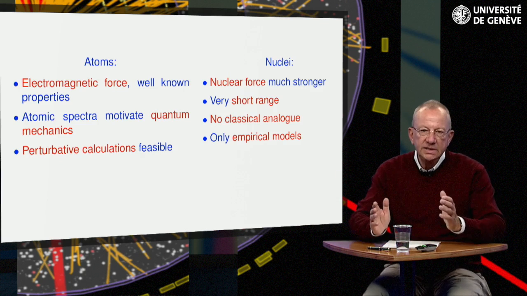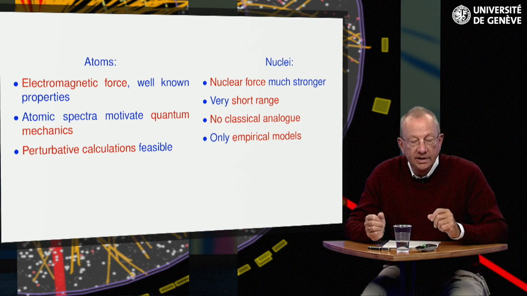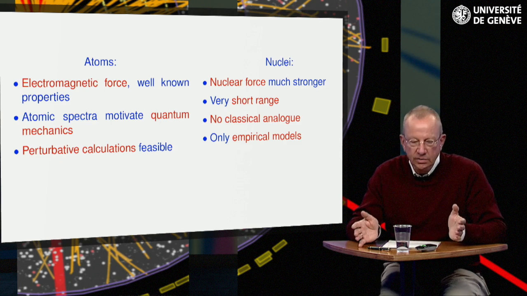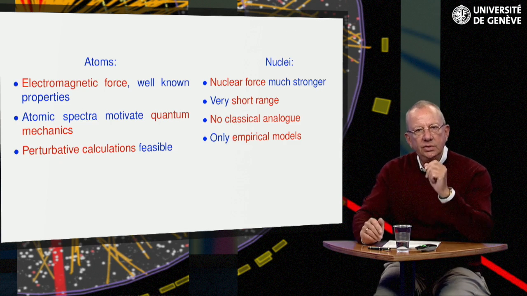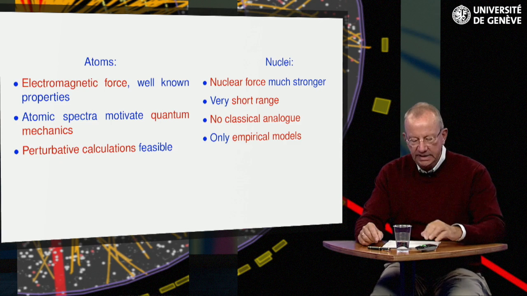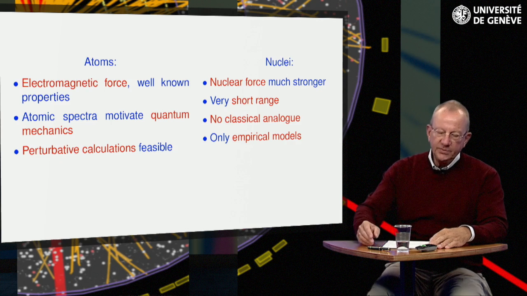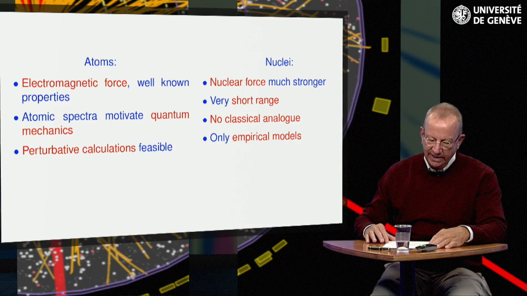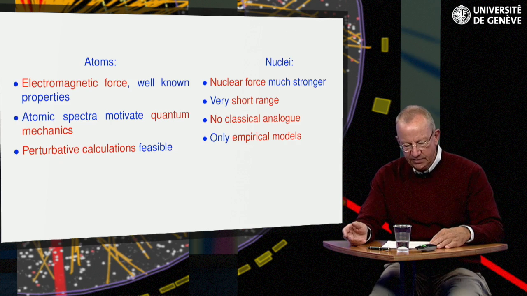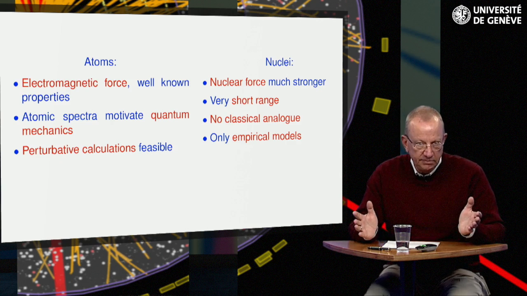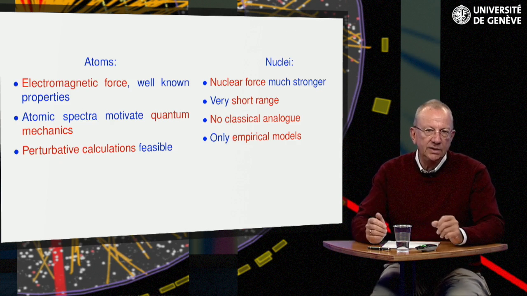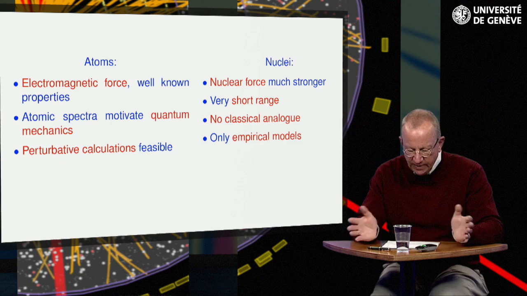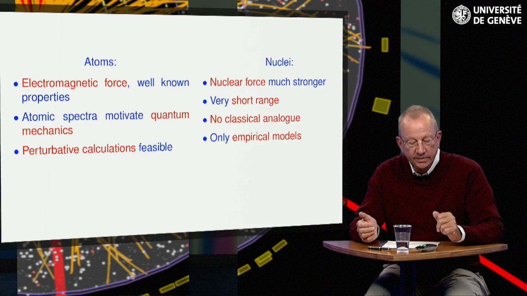The electromagnetic force is responsible for holding atoms together. Its properties are well known classically and rather easy to extrapolate to quantum distances. The study of atomic spectra indeed gave rise to quantum mechanics, which qualitatively and quantitatively explains many phenomena of condensed matter physics. The fine structure constant, the electromagnetic coupling constant, is a small number. Alpha is about 1 in 137, which makes perturbative calculations feasible.